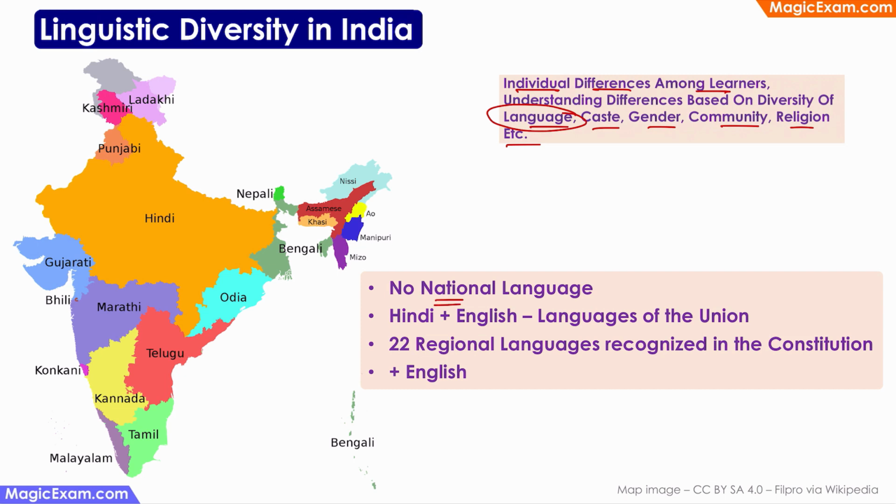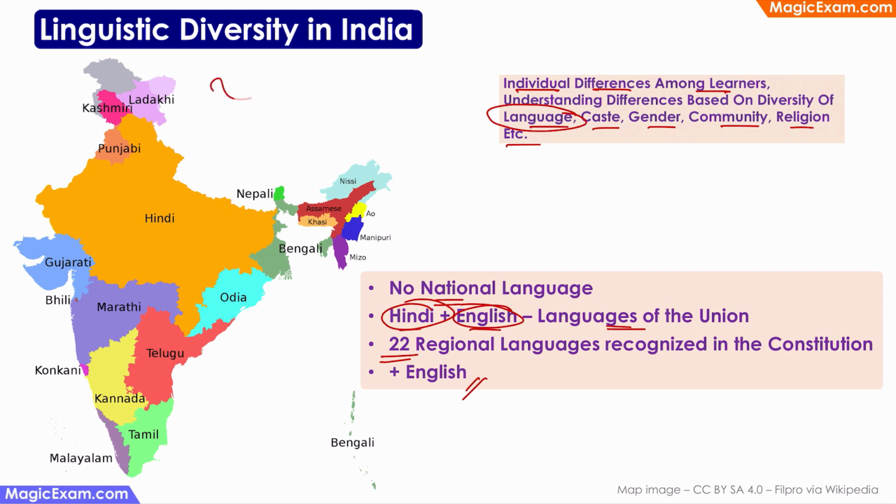But when it comes to the central government or central institutions, they typically use Hindi or English for their activities. And these are considered to be the languages of the union. This is done because of pure convenience, because English or Hindi is typically understood by a large majority of people, because otherwise there are 22 different regional languages that are recognized in the constitution. And yes, there is English as well.